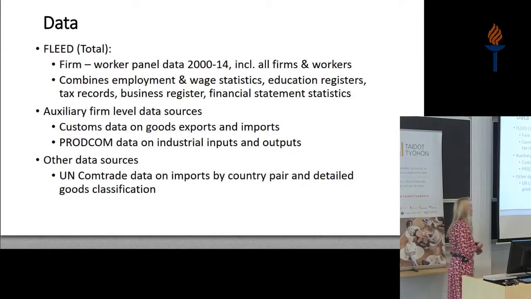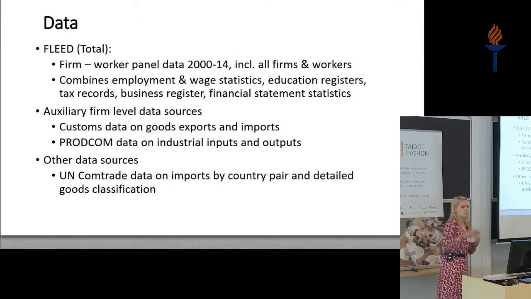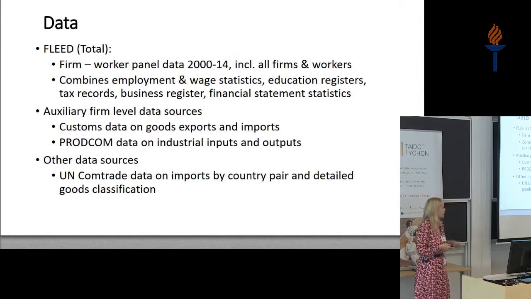And then there is also the Comtrade data that is available on the internet. It contains country pairs and detailed goods classification, for example, what Germany imports from China and exports. So a lot of different kinds of data sets combined together.